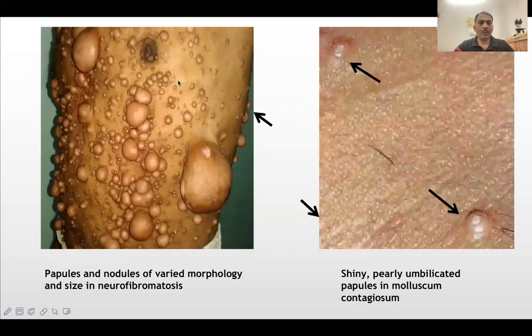So these are examples of nodule. These are example nodules of neurofibromatosis, and these are shiny, pearly, umbilicated papular lesions of molluscum contagiosum. This is a papule. You can see it is less than 1 centimeter in size, and it has just got a base and an elevated margin, a dorsal margin. It does not have any internal extension or a depth.